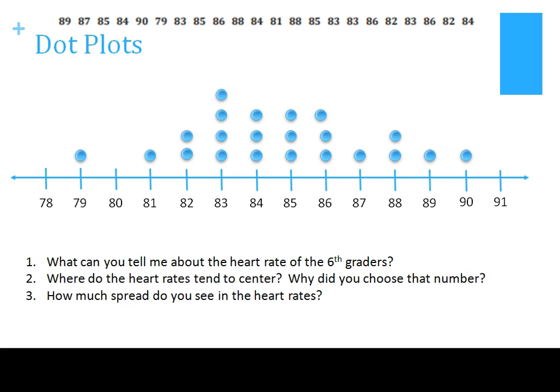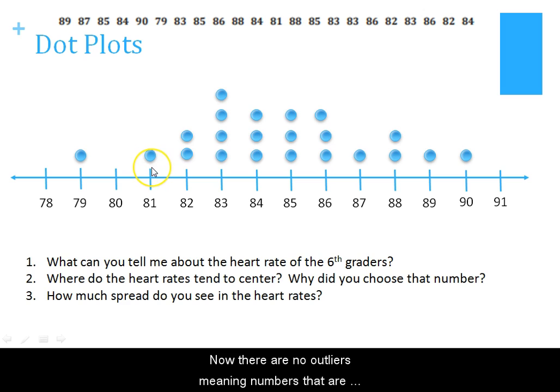Question 3. How much spread do you see in the heart rates? Well, the spread is from 79 to 90 beats per minute. Also, we can use some academic vocabulary to describe the dot plot. We have a peak at 83, a peak being the highest, and we have a cluster from 81 to 90. Or more importantly, a more compacted cluster from 82 to 86.